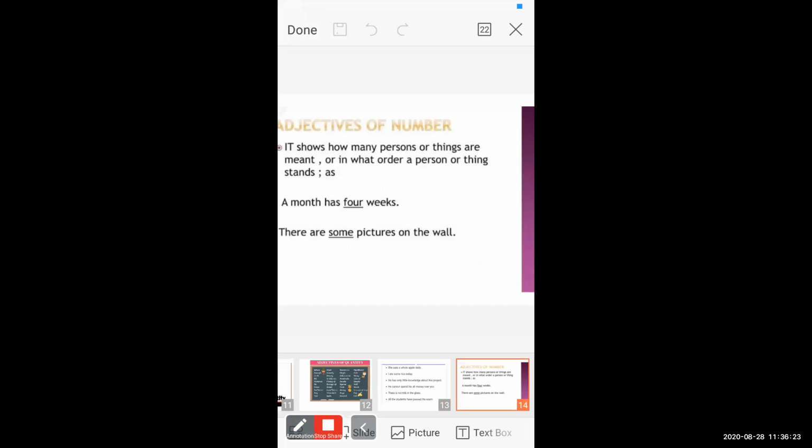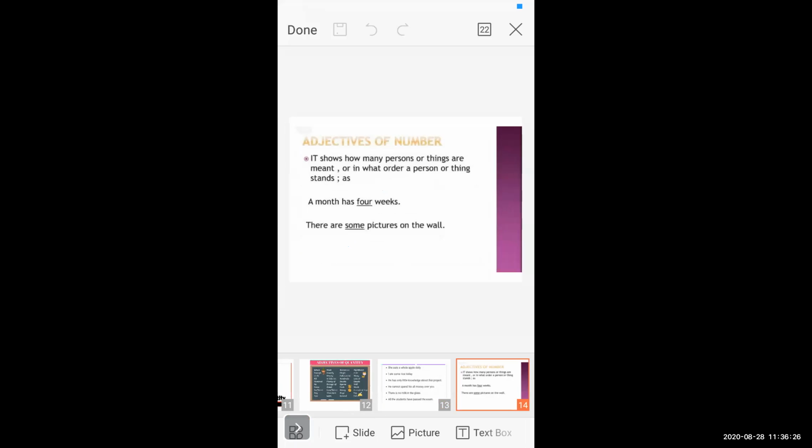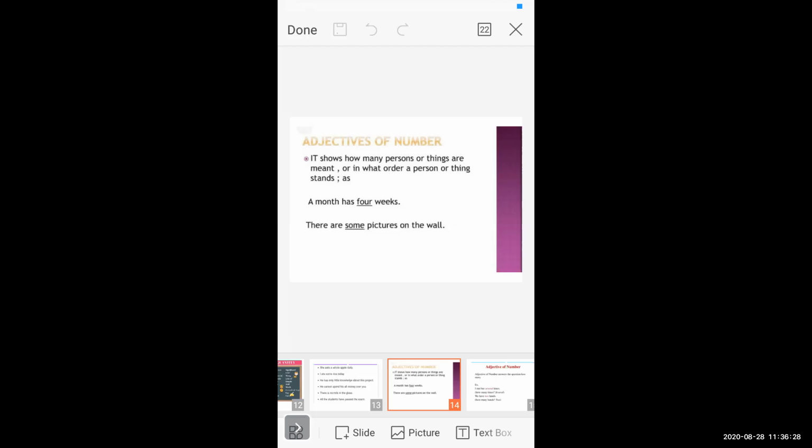Okay. Now, students, let's look at the adjective of number. What is the adjective of number? It simply stands when you want to answer the question how many nouns or pronouns. Okay, it's very simple: how many nouns or pronouns. Those numbers come under the adjectives of number.